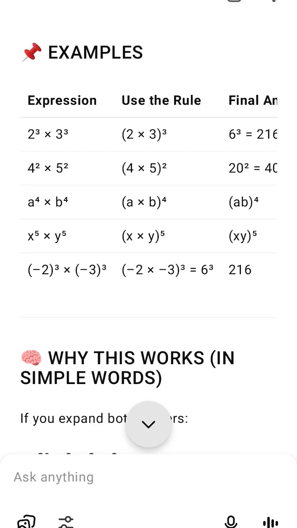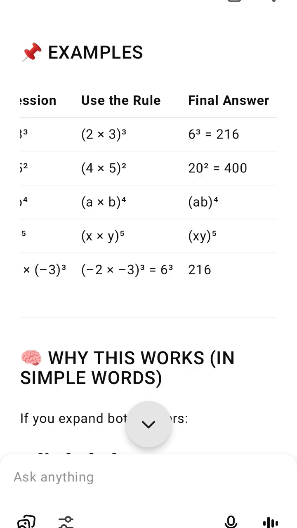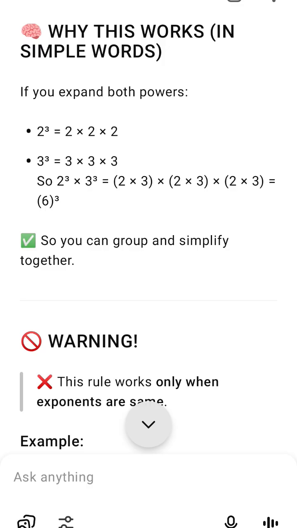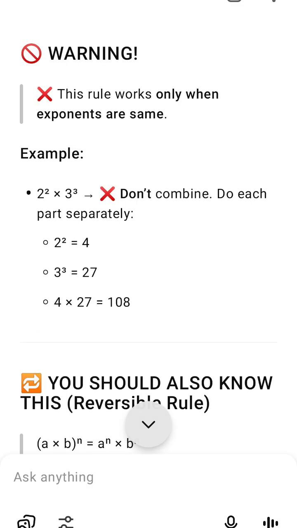Final notes to remember. Concept summary. Rule: a^n times b^n equals (ab)^n if the exponent n is the same in both. Multiply the bases, keep the same power. This works for numbers and variables, like x^n times y^n equals (xy)^n.